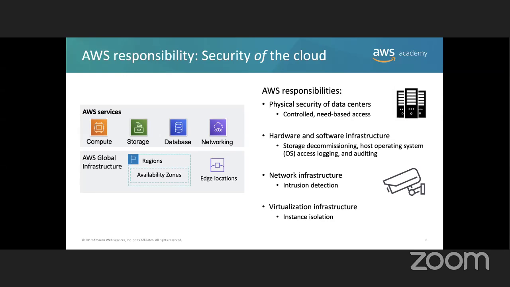AWS has to be compliant too, because AWS has to respond to higher institutions that are controlling the security, that the companies are compliant with the standards. AWS has to be compliant too. Okay, AWS has network infrastructure intrusion detection. So these intrusion detection systems, they have that in place, and they have virtualization infrastructure like instance isolation. They have all that in place to make sure that everything is working right for you guys as a customer.